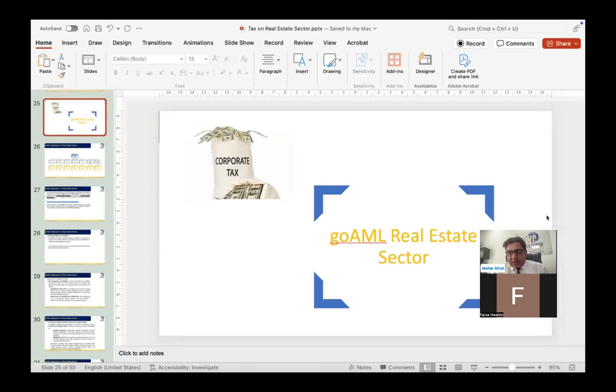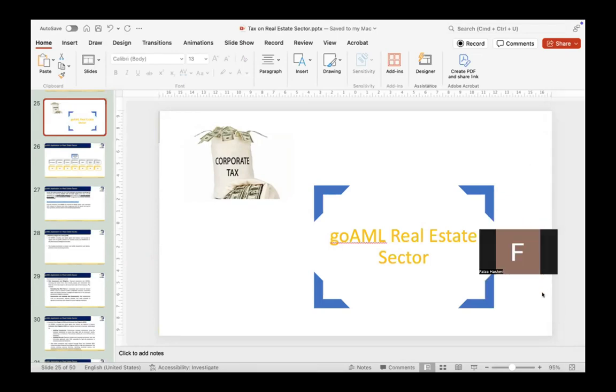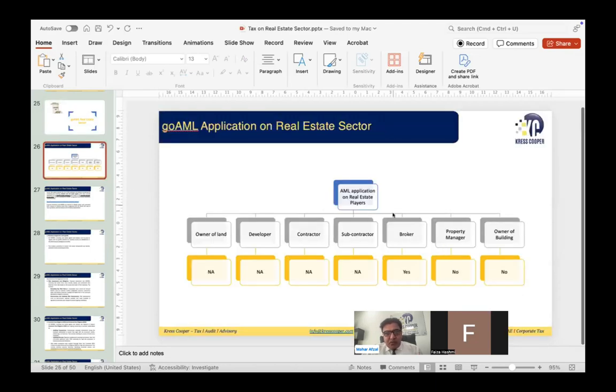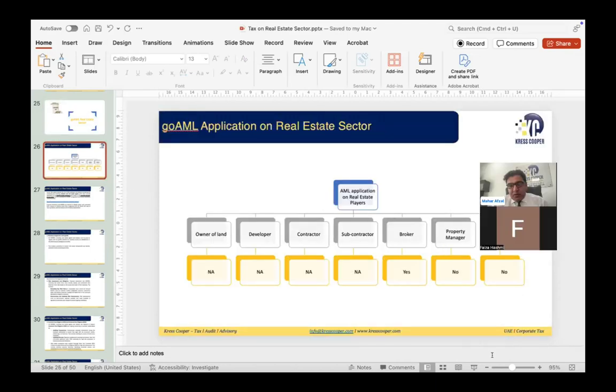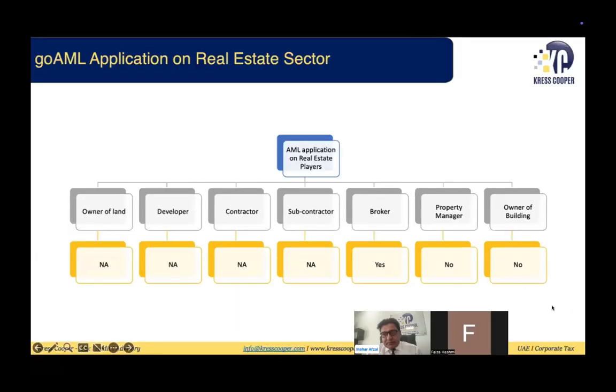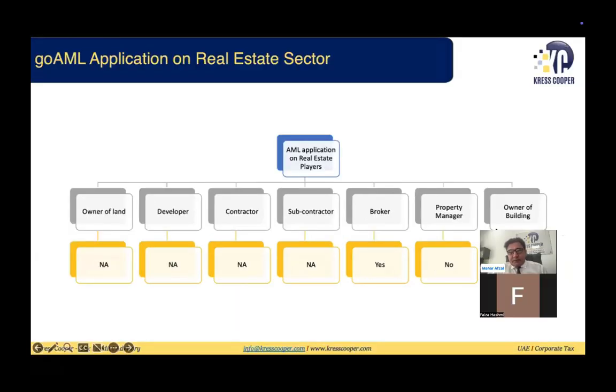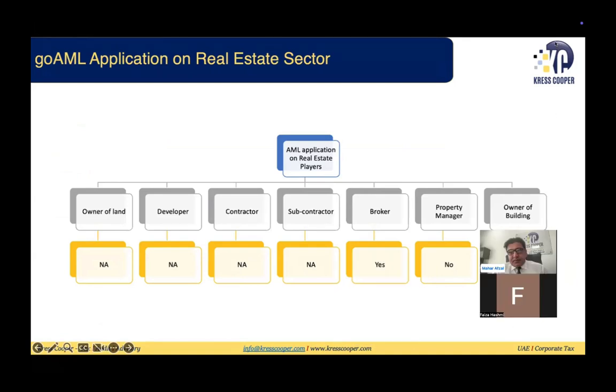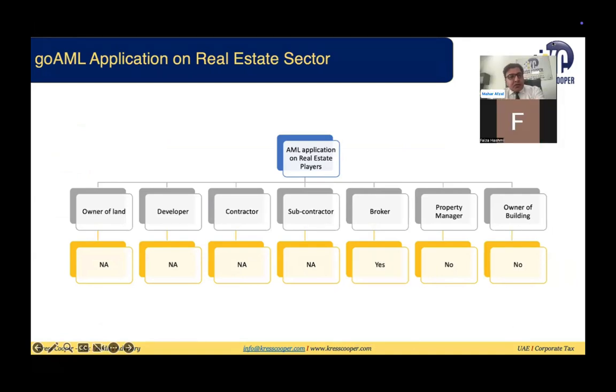So we have already discussed corporate tax. Now we are discussing goAML. For goAML, first of all, what are the stakeholders? These are the stakeholders involved: owner of the land, developer of the land, contractors, subcontractors, broker, property manager, and owner of the building.